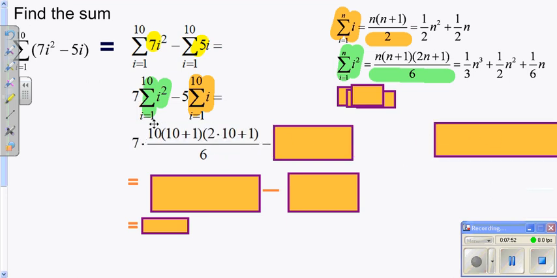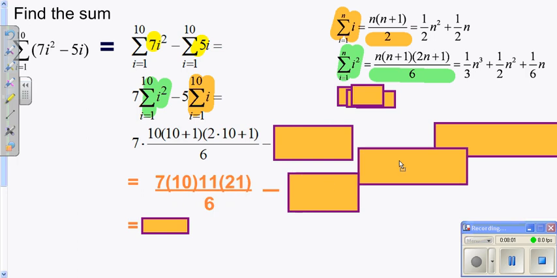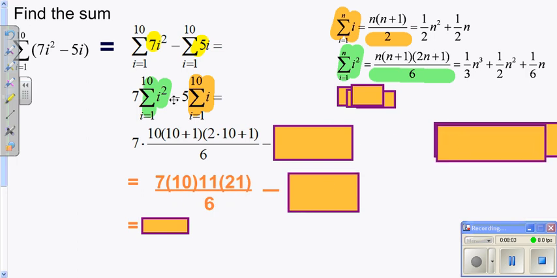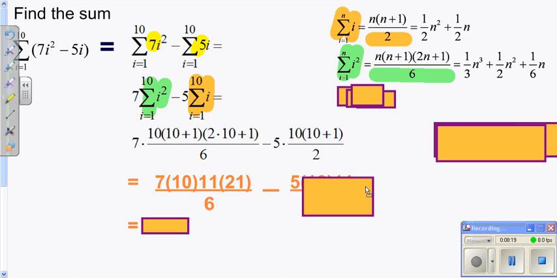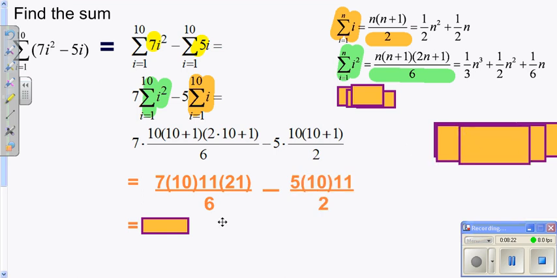Your 7, and then your formula right here, with n being 10 plugged in, and then that formula simplifies a little bit. Then we're going to look at what's after the subtraction sign here. We know it would be a 5, and then we're going to use our formula for the sum of i, plugging in 10 for your n's. We get this. Your parentheses simplifies a little bit. You could reduce each fraction if you wanted to, or just type it all into your calculator, and you end up getting 2,420.